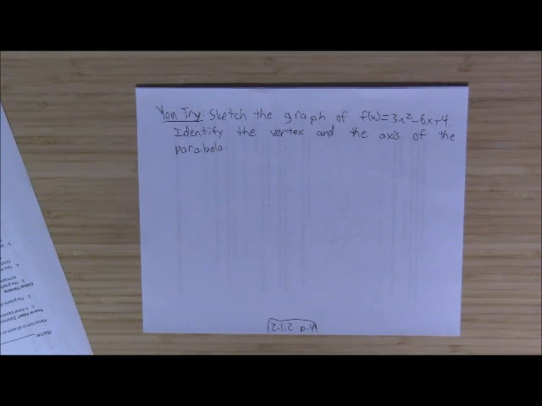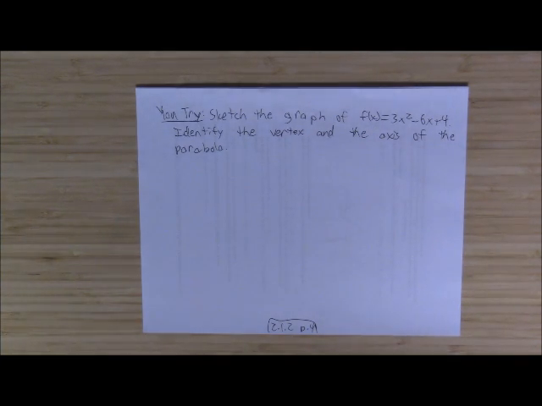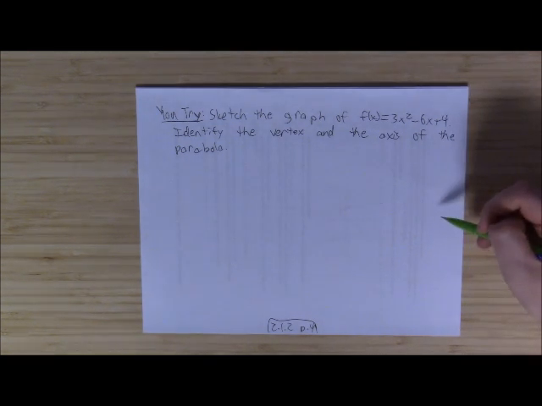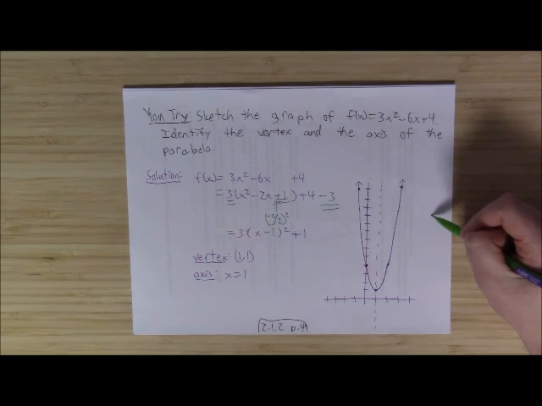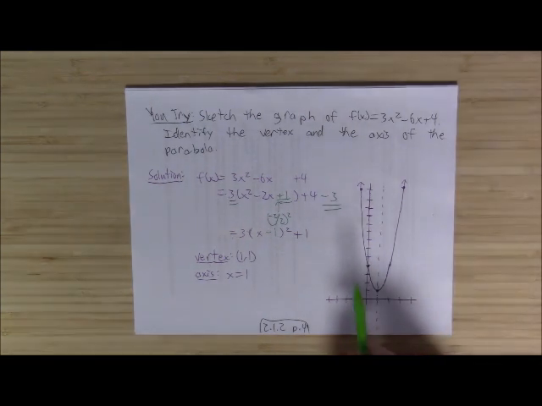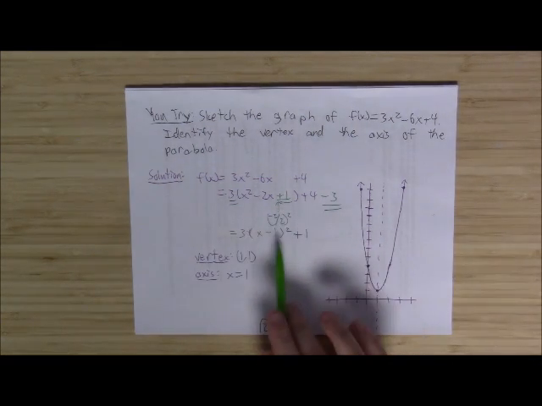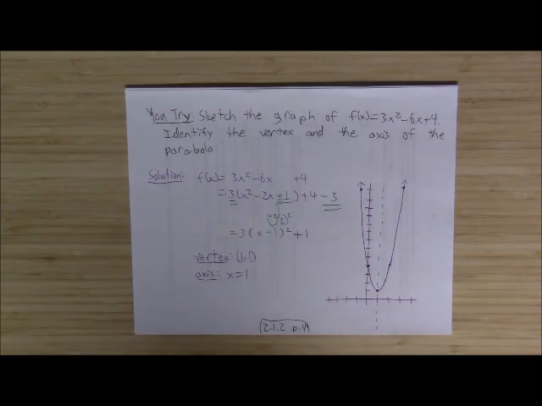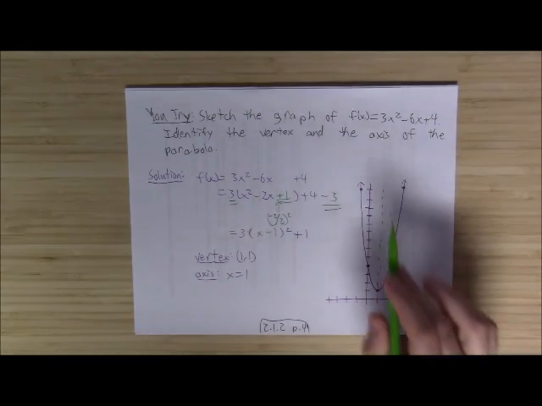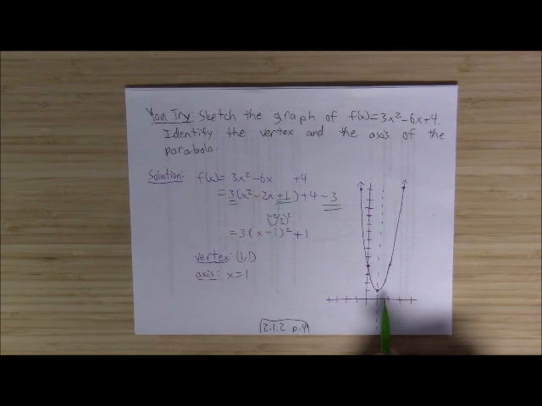Now it's time for you to try an example. So go ahead and sketch the graph of f of x equals 3x squared minus 6x plus 4 in a similar way by identifying the vertex and the axis of the parabola. On the count of 3, I'll reveal the solution. 1, 2, 3. And so here you have your solution. Again, note with the green, I put that there so you can see where the completing the square happens and how we chose different values. And then you have your solution.